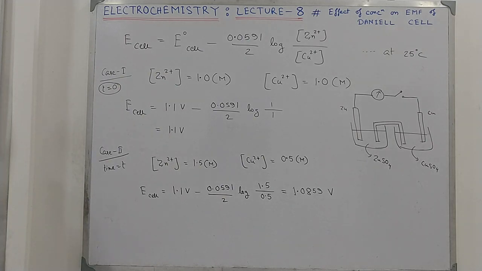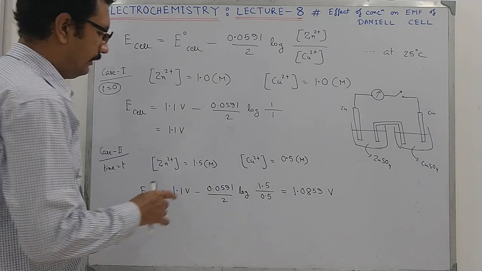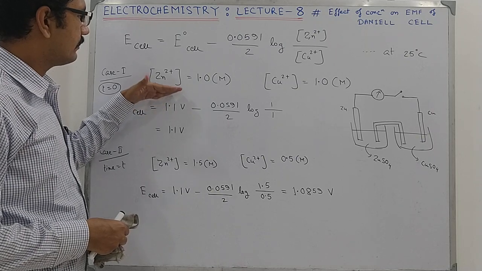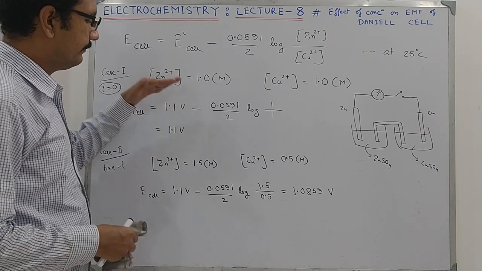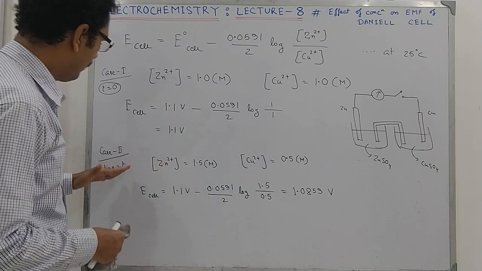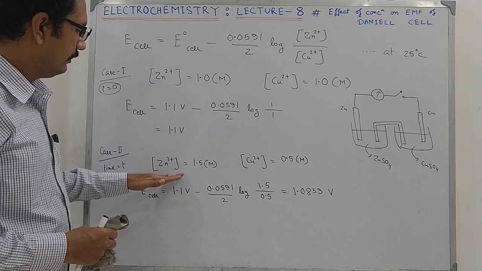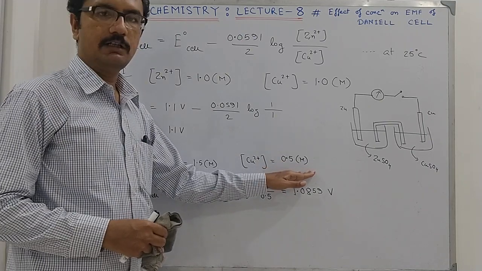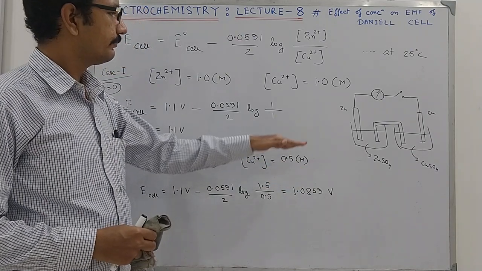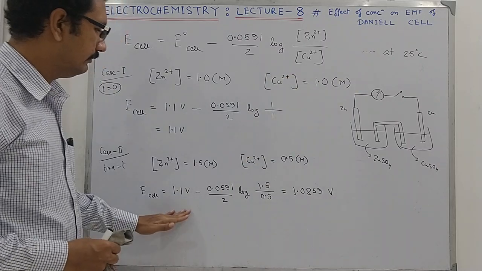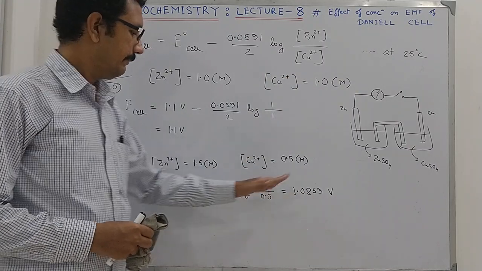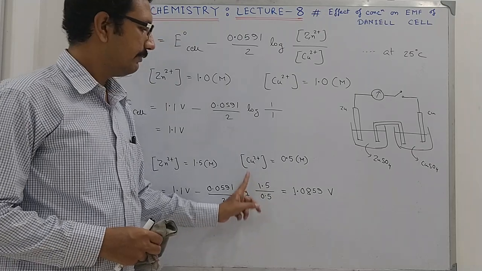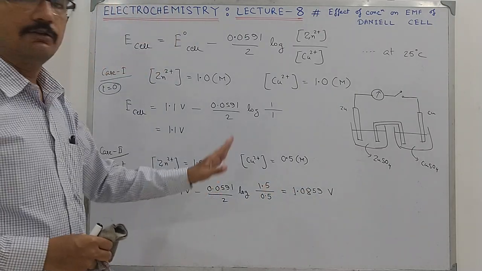Now another thing: if you change this concentration intentionally, not just in the course of the reaction process, and you want to have case 2, you just put 1.5 molar ZnSO4 solution instead of 1.0 molar, and 0.5 molar CuSO4 solution instead of 1.0 molar. Then also you will get a lower voltage. So if your starting concentration is 1.5 molar for Zn2+ and 0.5 molar for Cu2+, it will be this 1.0859, your starting voltage.